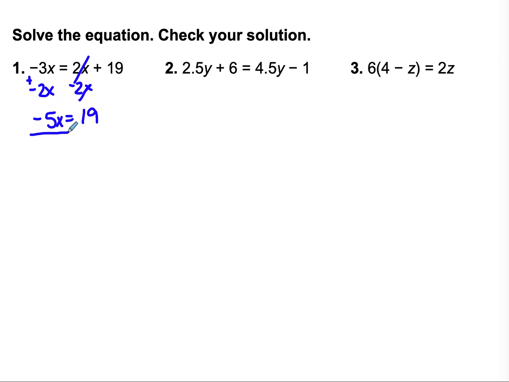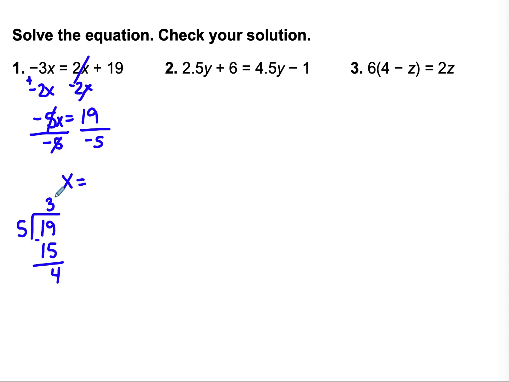I have to cancel out my multiplication with division. All right, so let's see. Negative 5 divided by negative 5 is positive 1, and then I have 19 divided by negative 5. I'm going to do that off to the side. 5 goes into 19 3 times. 3 times 5 is 15. 19 minus 15 is 4.